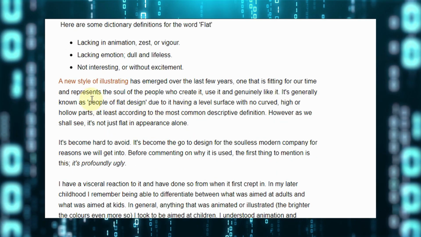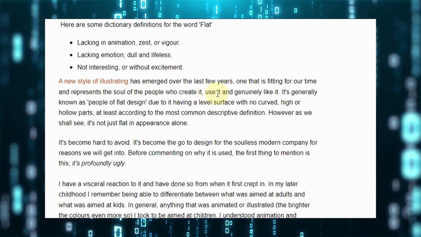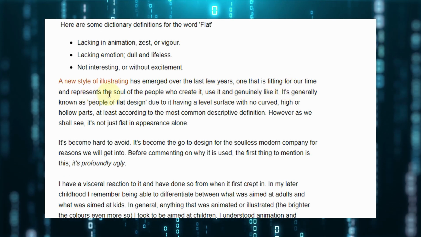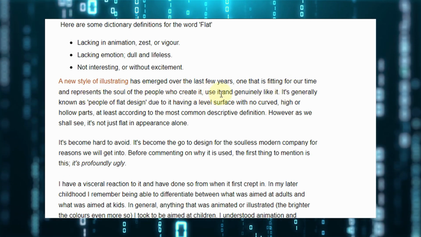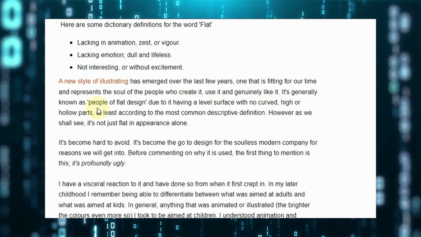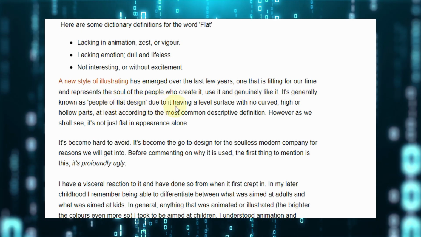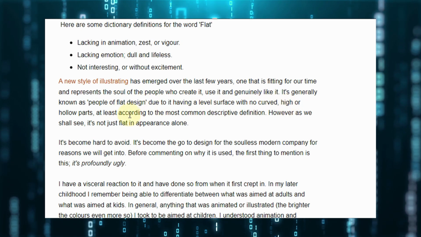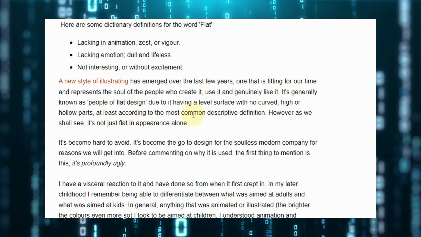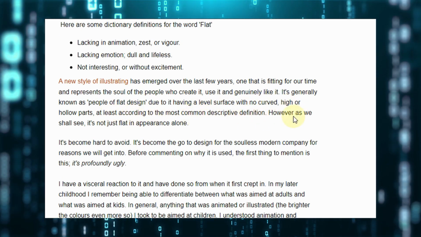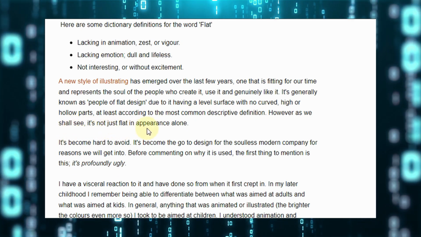A new style of illustrating has emerged over the last few years, one that is fitting for our time and represents the soul of the people who create it, use it, and genuinely like it. It's generally known as flat design due to it having a level surface with no curved, high, or hollow parts, at least according to the most common descriptive definition. However, as we shall see, it's not just flat in appearance alone.